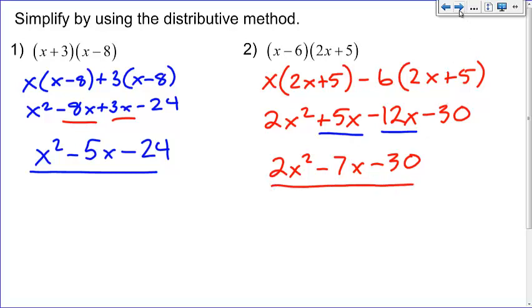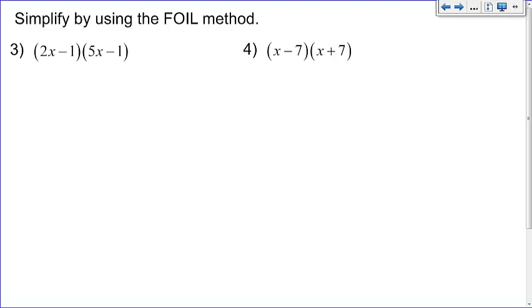All right, let's try a new method here. The FOIL method. Now again, remember FOIL stands for first, outer, inner, and last. So I'm going to start by doing first times first. That would give me 10x squared.